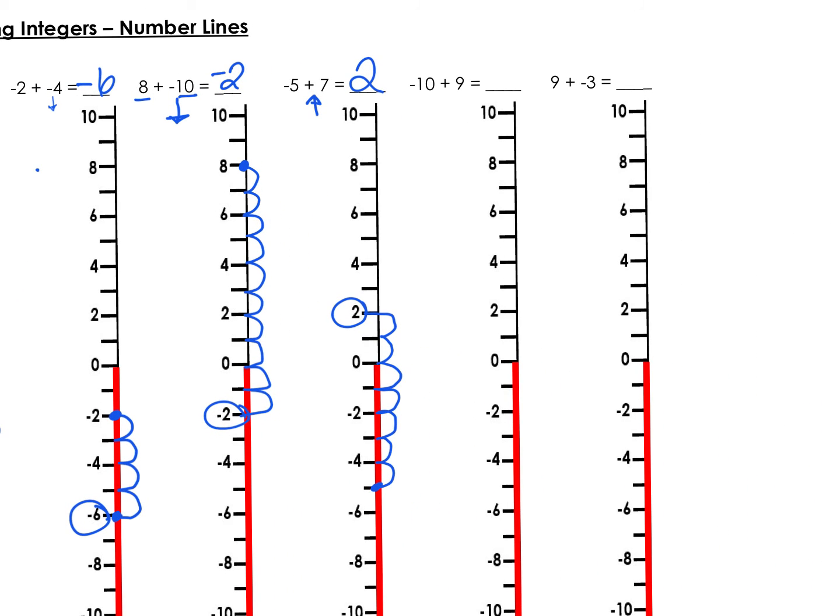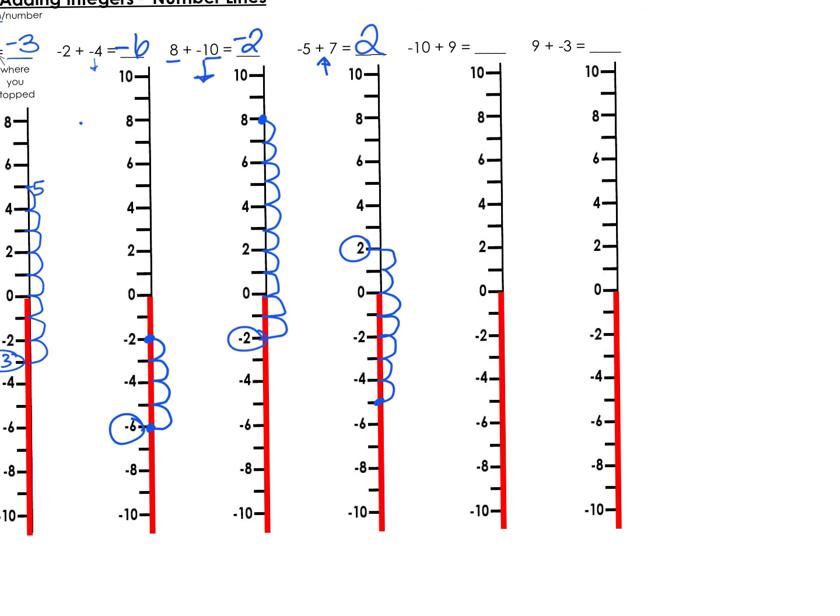Okay, next one. We're going to start at negative 10, and then we're adding 9, positive 9, so we're going to go up 9 steps. Is that going to be enough to get us out of the red? Let's see. So we're starting way down here at negative 10, deep down in the red, and we're going to go up 9 steps. 1, 2, 3, 4, 5, 6, 7, 8, 9. No, we didn't quite make it, did we? We're close, but we are not into the positives. So we finished at negative 1.